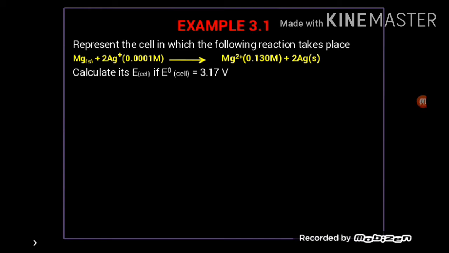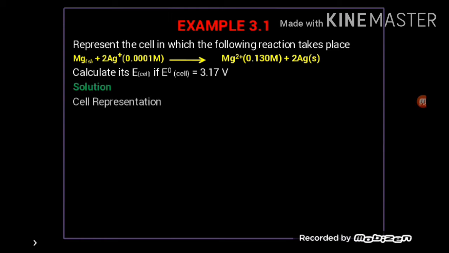So students, here the first thing is to find out the values which are given and the values which are to be calculated. So in the question you can see very clearly that the E° cell for the reaction is given. Okay, so the first task is to represent the cell. So let's start. How will we solve it?